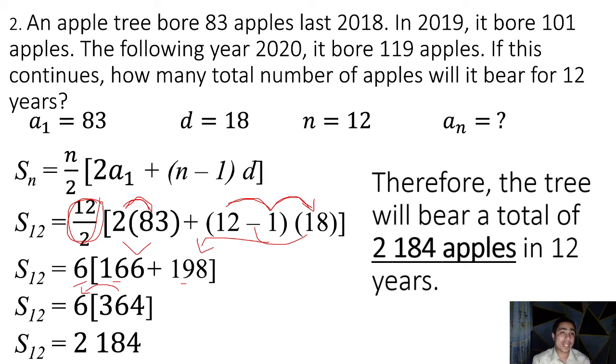So, parehas lang, di ba? Yung nakaraan, nag-activity tayo, yung iba, nagmano-mano, tapos gumamit ng formula, magkaiba yung lumabas na sagot. So, dapat parehas lang yon. Okay? So, 2,184.